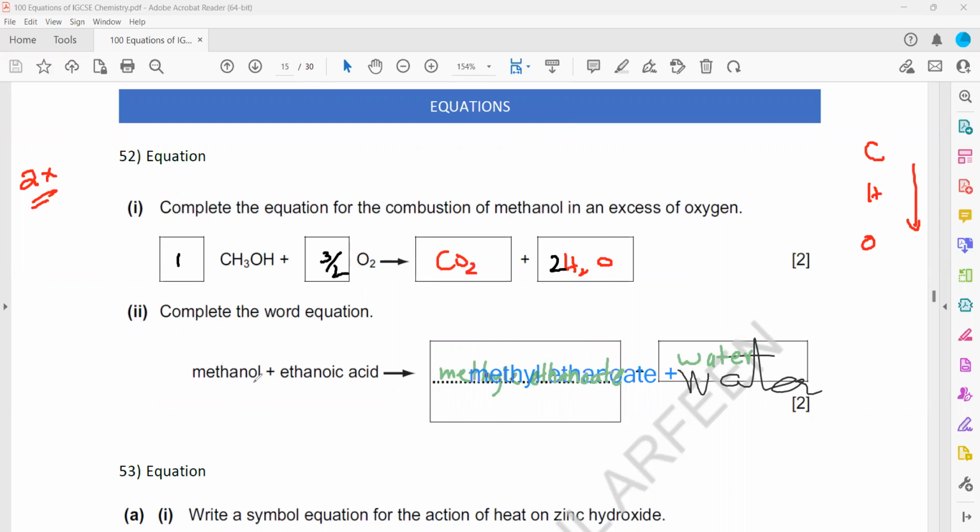So methanol plus ethanoic acid: the first name is always from the alcohol, so it will be methyl, the first name. And the second one is from the carboxylic acid, so ethanoate, plus water will be the product.